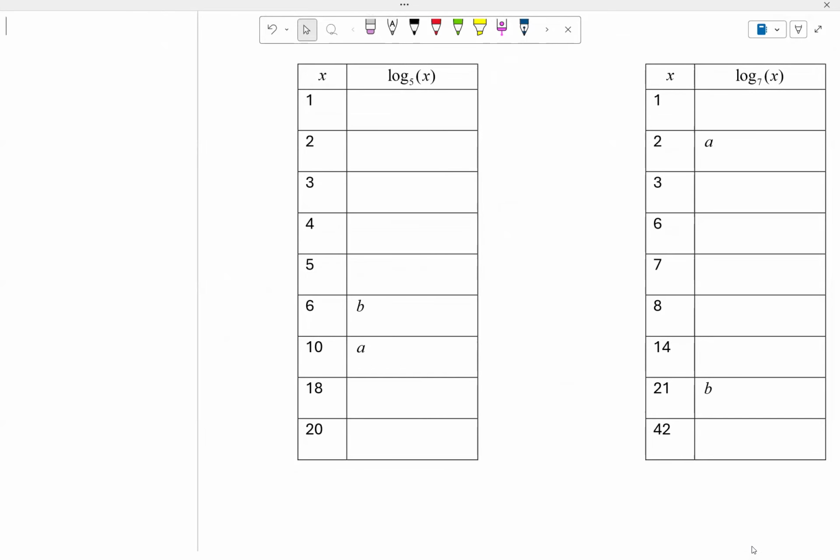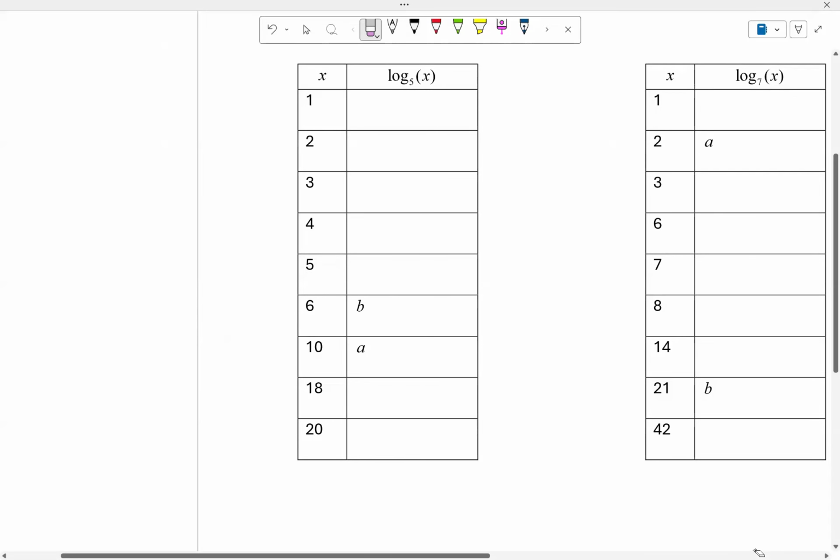For instance, like this one right here, log base 5 of 6. You could use a calculator, of course, to actually get a number there, but for the purposes of this sheet, that's just B. For log base 5 of 10, you could do that on your calculator, but for the purpose of the sheet, it's just A. So we're going to do what we can to fill in this table without using a calculator, basing things on what we know either numerically or what's given in terms of A and B.